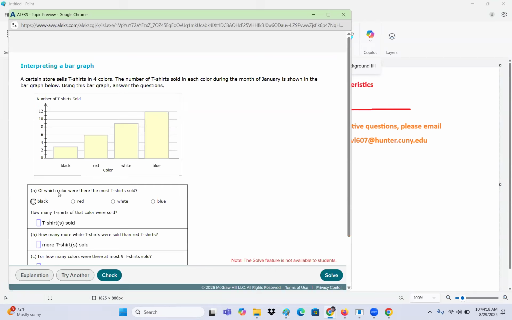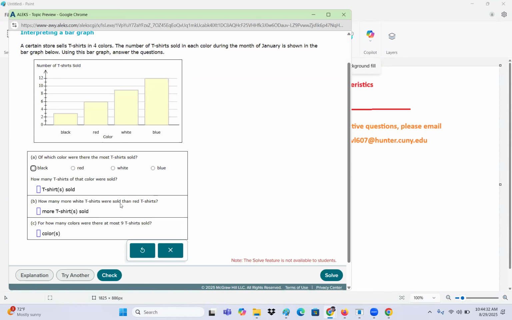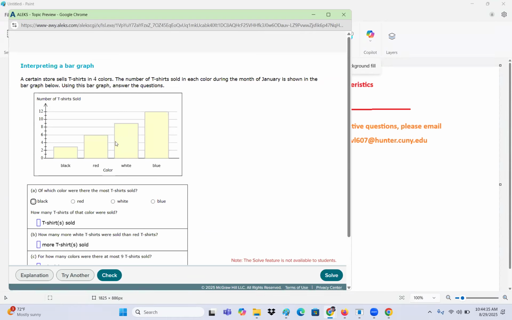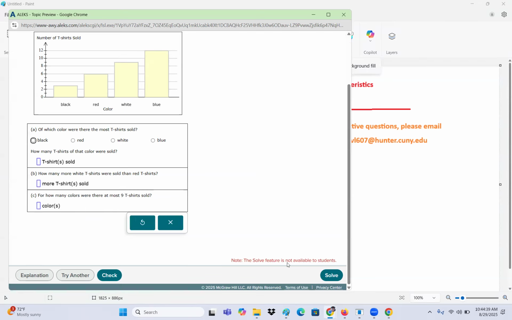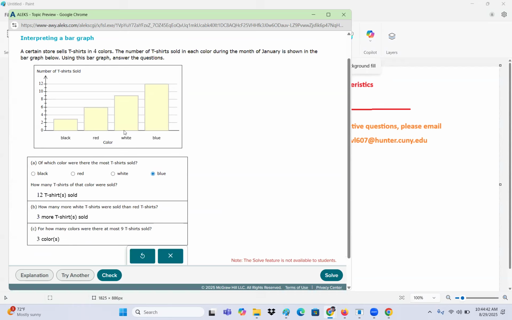All right. Of which color were there the most t-shirts sold? Is that black, blue? So obviously blue, right? And then how many t-shirts of that color, was this 12? How many more white t-shirts than red t-shirts? We can just count, 9 minus 6 is 3. Yeah, it's pretty straightforward. You can simply read those and answer the question quickly. Are we good? So we can skip this question, right?